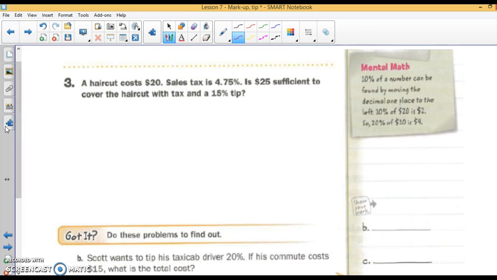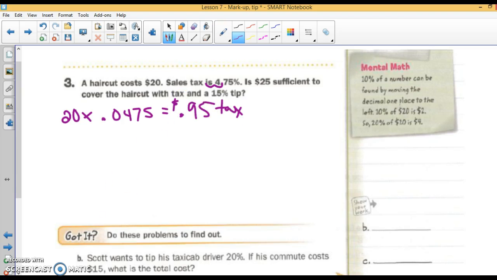Let's do this one. A haircut costs $20. Sales tax is 4.75%. Is $25 sufficient to cover the haircut with the tax and the tip? Now, first off, you don't pay tax on the tip. So, I'm going to calculate all these things separately. So, $20 times 0.0475 gives me, sorry, I got to grab the calculator here. 95 cents is my tax.